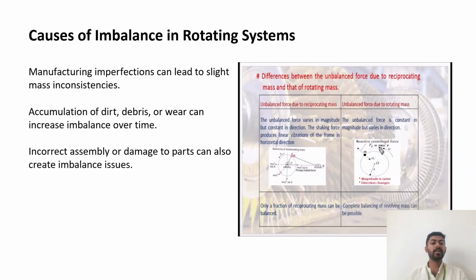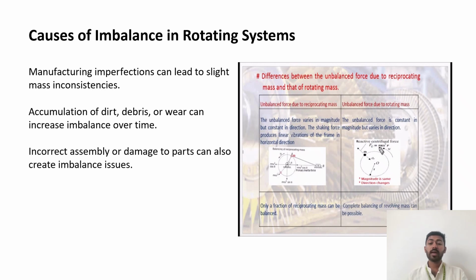The causes of imbalance in rotating systems: manufacturing imperfections can lead to slight mass inconsistencies. Accumulation of corrosion, rubbish or weight can increase imbalance over time. Incorrect assembly or damage to components can also create imbalances.